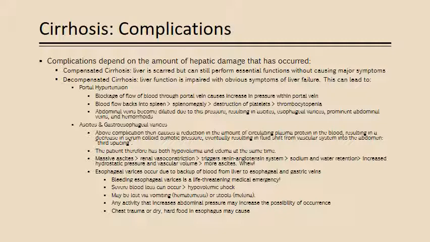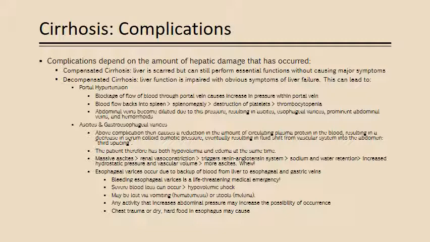The above complication that I just mentioned then causes a reduction in the amount of circulating plasma protein in the blood. And this results in a decrease in the serum colloid osmotic pressure. If you reduce the plasma proteins, you're going to reduce that pressure, which eventually results in a fluid shift from the vascular system into the abdomen, which is known as third spacing. So that's where the ascites comes from. The patient, this is weird, guys, but realize the patient has both hypovolemia due to this, but also edema. So it's a very strange symptom that they will have.